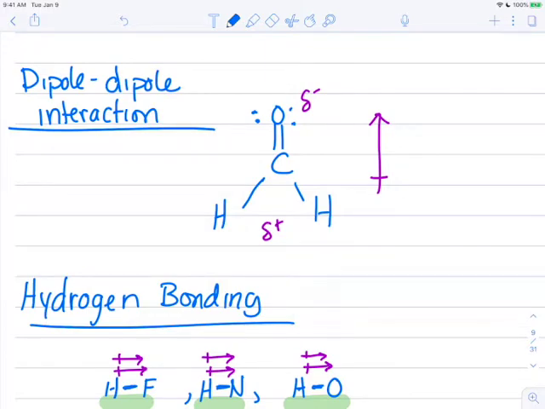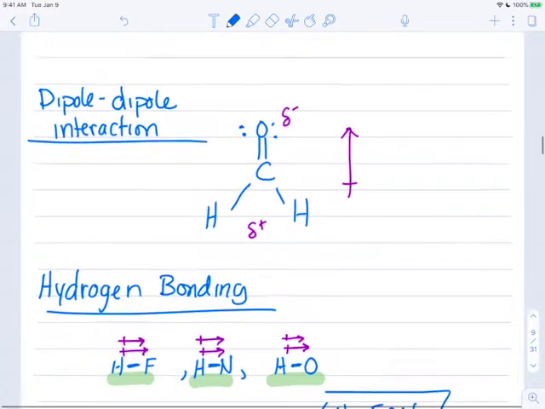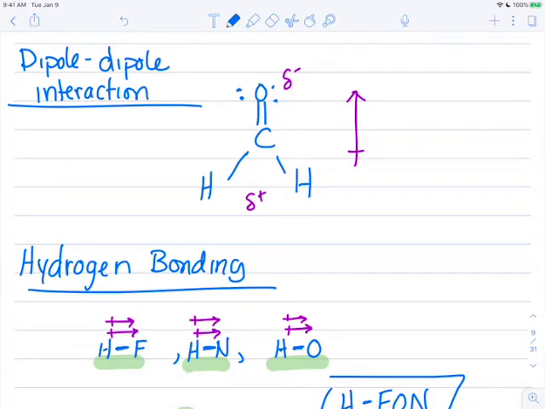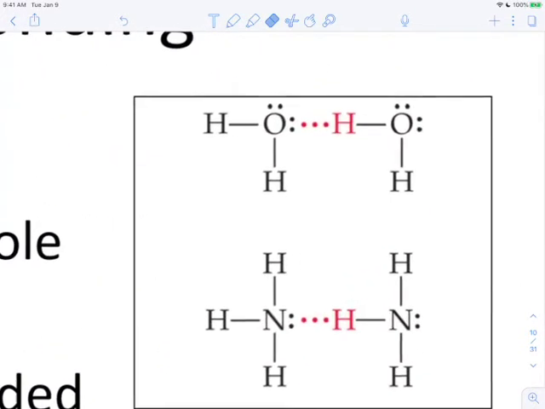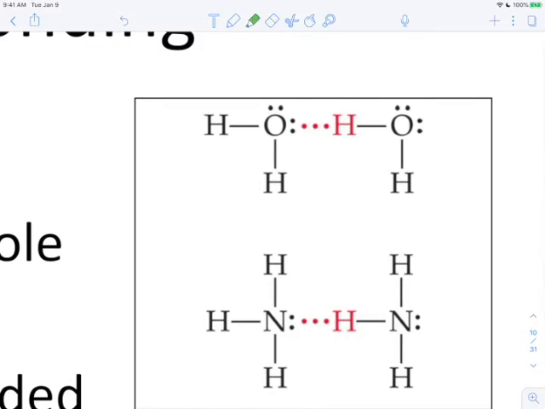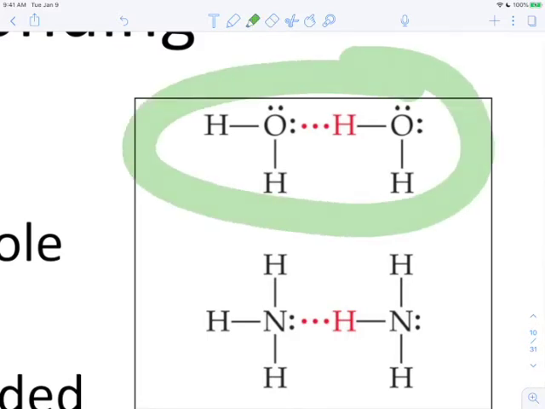Okay, so any questions on anything thus far, including why this H2O cannot hydrogen bond? Excellent. Okay, so let me zoom into this right here. What we're seeing here on the top are our water molecules, and we're seeing their hydrogen bond right here. A hydrogen bond, again, is always between two molecules.